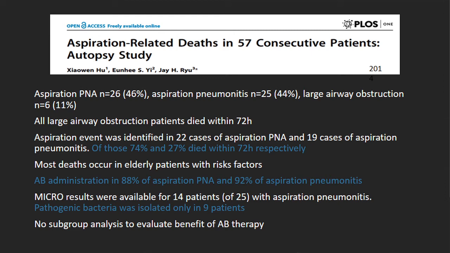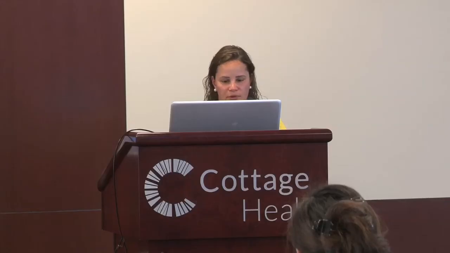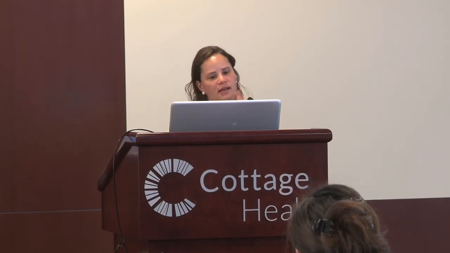The micro results, so they took cultures, and only 9 patients in the group of aspiration pneumonitis grew pathogens. I mean, this is not very specific because sometimes we don't isolate pathogens. But they didn't do a subgroup analysis to evaluate the benefits of antibiotic therapy or not. I just wanted to point out that aspiration pneumonitis can be very severe, and pretty much everybody's getting antibiotics.